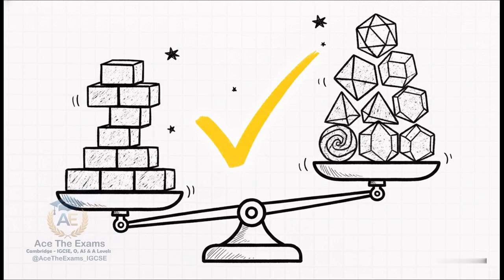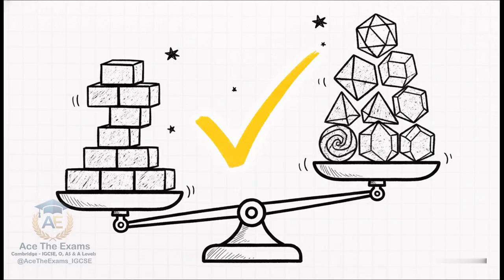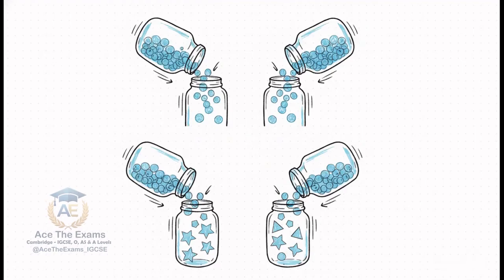There are 0 new rules here. It's just different characters playing by the exact same script. You still have to find a lowest common denominator to add or subtract them, and to simplify them, you just use the factorization skills we literally just mastered back in phase 1. Let me prove it to you.